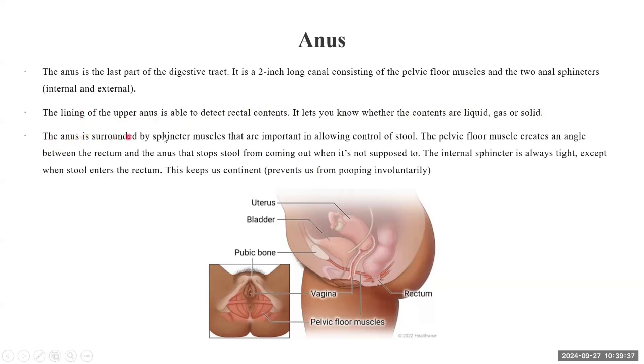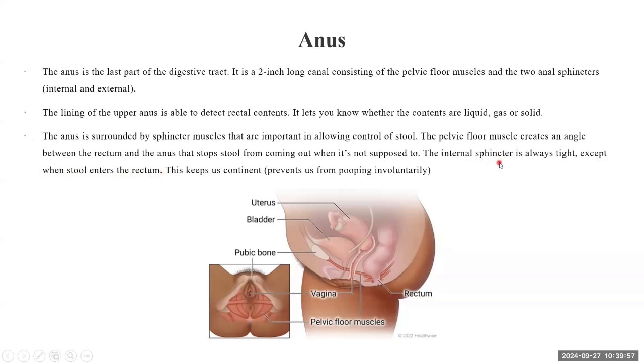The anus is surrounded by sphincter muscle that is important, allowing control of stool. The pelvic floor muscle creates an angle between the rectum and the anus that stops stool from coming out when it is not supposed to, or whenever the person is not convenient to release the stool. The internal sphincter is always tight except when the stool enters the rectum.